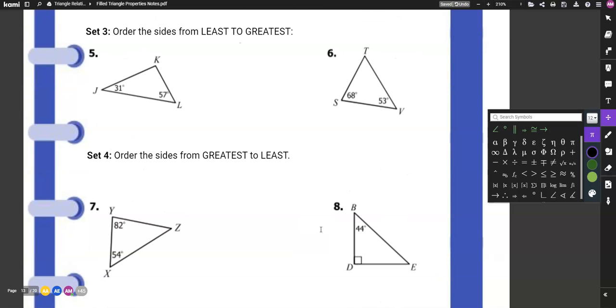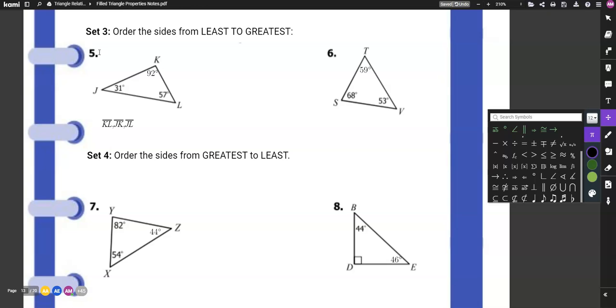Now for number 3 and 4, we're going to go the opposite direction, but we do need to figure out the third angle in each of these. So what we're going to do is add the given angles together and subtract from 180. All right, so on number 5, angle K was 92 degrees. So that means our shortest side is KL because it is opposite the 31 degree angle. Our middle side is JK because it is across from 57 degrees. And our longest side is JL because it is across from the 92 degree angle.